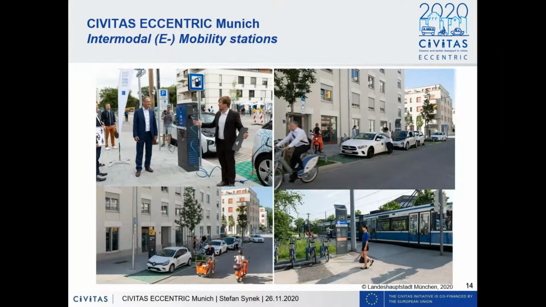But then, one of the most important and upscaled measures is the implementation of intermodal e-mobility stations. So we implemented overall four different e-mobility stations in our living lab. And this is a combination of a number of services such as stationary and free floating car sharing, pedelec sharing, bike sharing, e-scooter sharing. The public transport has to be in walking distance to a mobility station. So this was a determinant of our spatial analysis, where to implement such a station. And there's also an offer of charging stations for e-mobility.